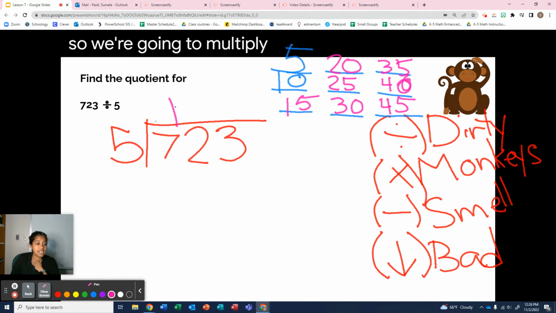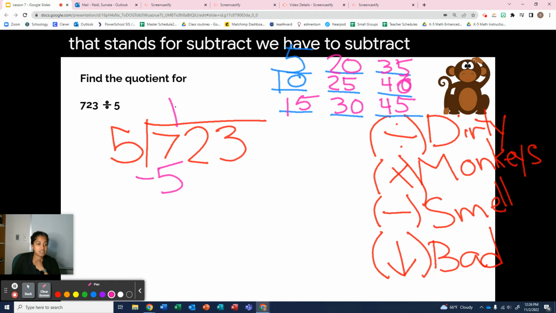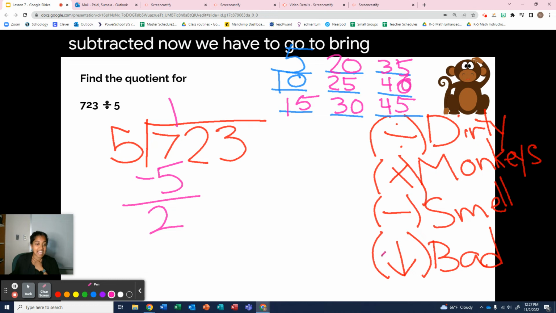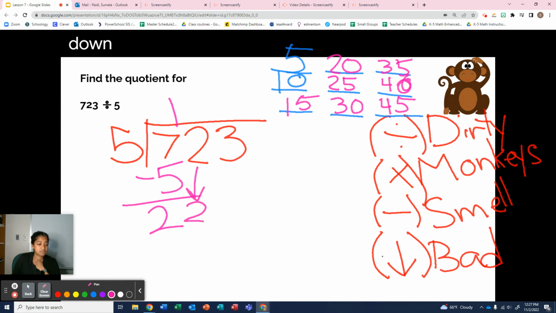So we're going to multiply 1 times 5, which is going to give us 5, right? Then we have to look at our smell right here, and that stands for subtract. We have to subtract 7 minus 5, which is going to give us 2. All right, so we subtracted. Now we have to bring down. So we're going to go ahead and look at this number right here, go to the next place value, and we're going to bring the 2 down.